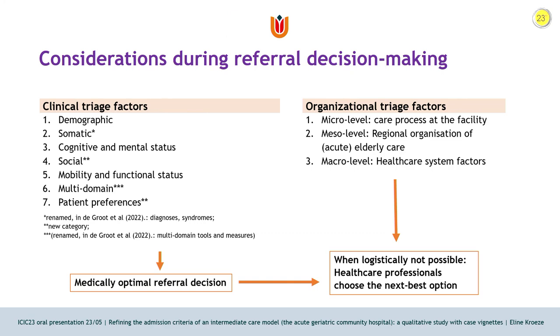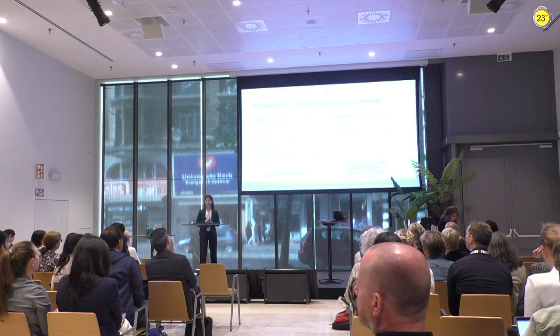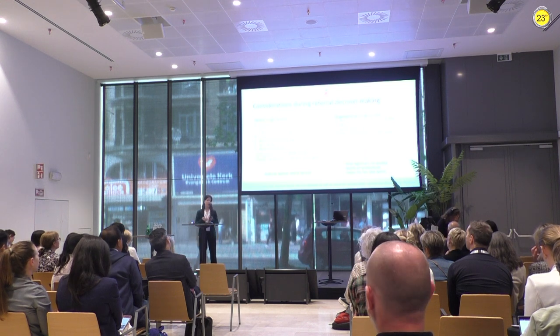But what we also found during this study is that referral decision-making is not only a matter of checking off admission criteria. The healthcare professionals take a lot of factors into account during referral decision-making, and these can be divided into clinical and organizational triage factors. Based on weighing the clinical triage factors, healthcare professionals decide on the optimal referral. But sometimes, a lot of times actually in the Netherlands, this is not logistically or practically possible, and that's when they decide to choose the next best option.